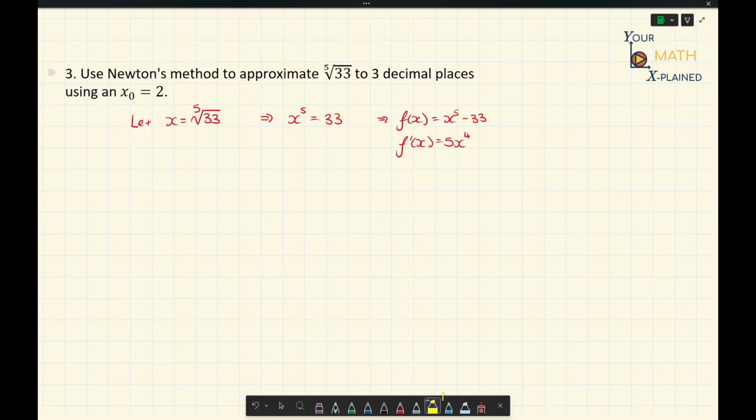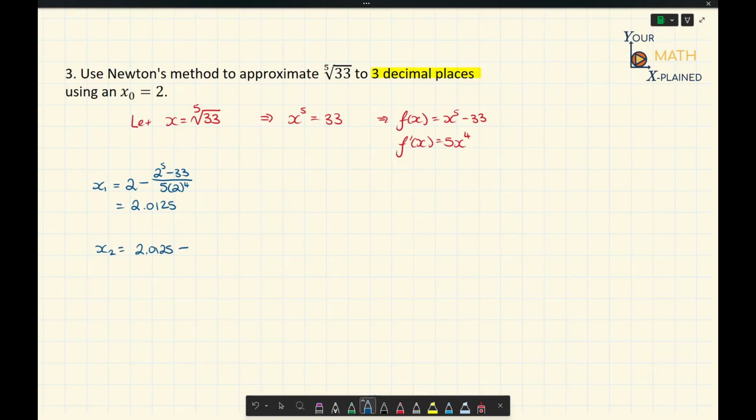So now the question wants us to approximate this to 3 decimal places, which means we would keep iterating until our guesses are the same up to 3 decimal places. So our first one is x1, and this is going to be equal to 2 minus 2 to the power of 5 minus 33 over 5 times 2 to the power of 4. And this is equal to 2.0125.